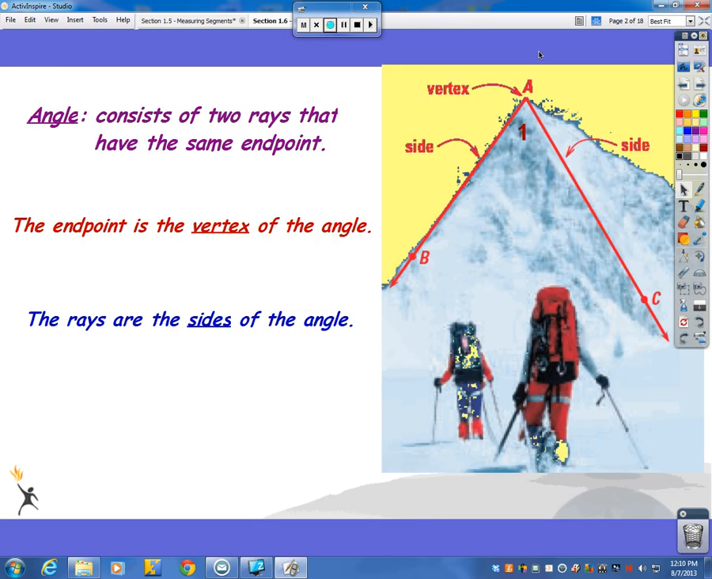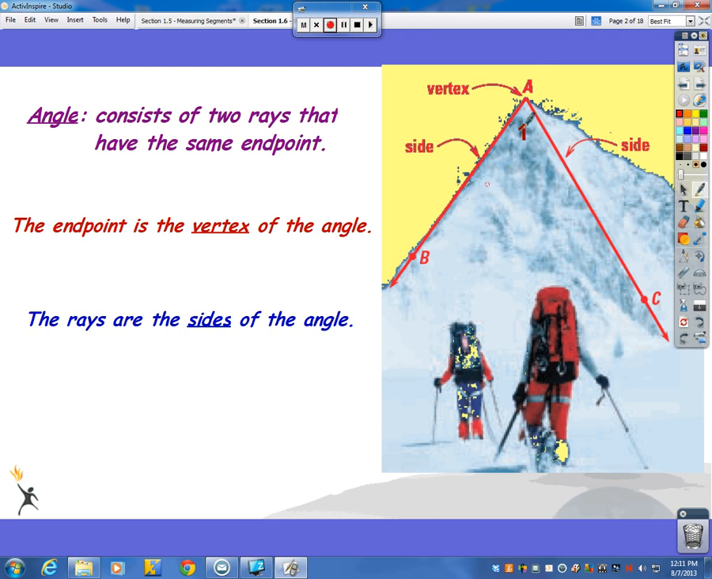We're going to be talking about angles in these next two videos. The definition of an angle is that it consists of two rays that have the same endpoint. If you will think of a clock, the hour and the minute hand are two rays. They have the same endpoint. They meet in the middle of the clock, and they create angles at every point of the day, right? The end point that the two rays come together and meet at is called the vertex of the angle.